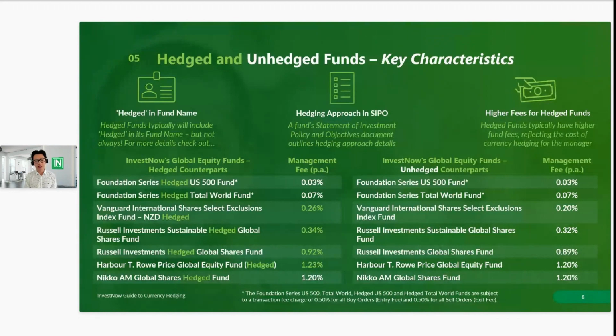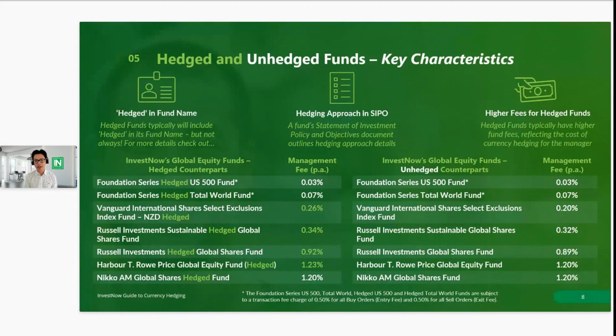The other key feature that you would notice when comparing these hedged and unhedged counterparts side by side is that hedged funds tend to have higher fees. The higher fees reflect the fact that for the underlying manager, it does cost extra to buy the currency hedging exposure to insulate yourselves.